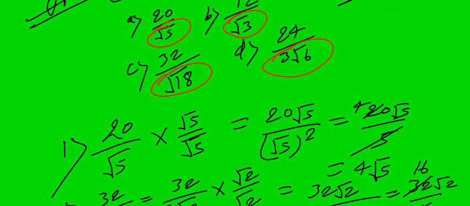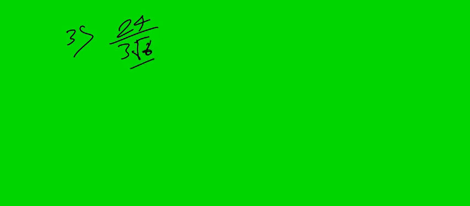Our next question is 24 upon 3 root 6. So what we will do? Third question is 24 upon 3 root 6. So here root 6 is irrational. So multiply with root 6 only. Don't multiply with 3 root 6.